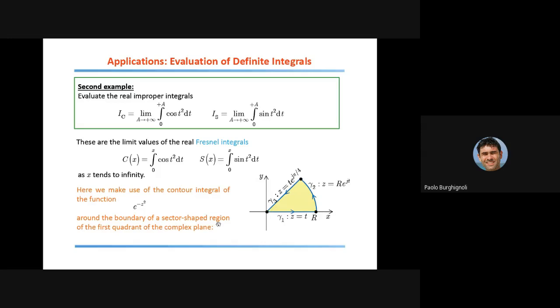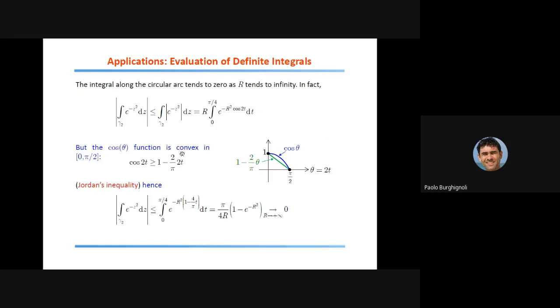Okay, we will make use of this contour and we will integrate the function e to the minus z squared, which is an entire function in the complex plane. So therefore, Cauchy theorem tells us that the value of the integral of this function around the cycle constituted by gamma 1, gamma 2, and gamma 3 must be equal to 0. Now let us evaluate separately the contributions of the three parts of this cycle.